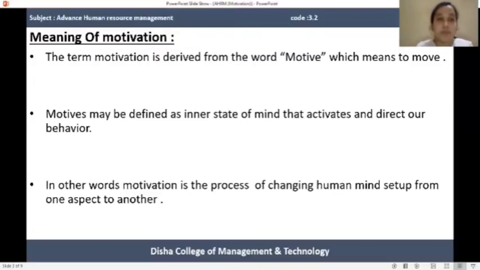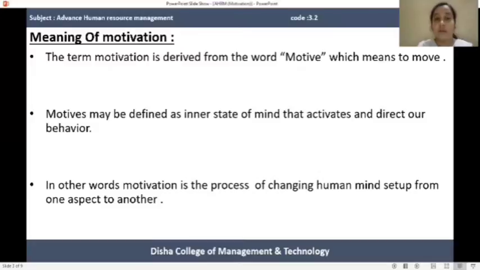Next comes the meaning of motivation. What is the exact meaning of motivation? In simple language, we can say that it is a process which encourages a person to exert a high level of effort towards the organizational goal. Means it is a technique which helps the organization's employees to give their level best performance towards the organizational objective, and it helps the organization to improve its productivity.